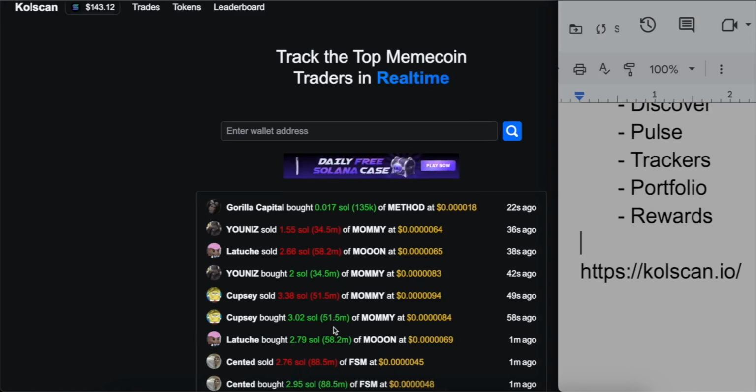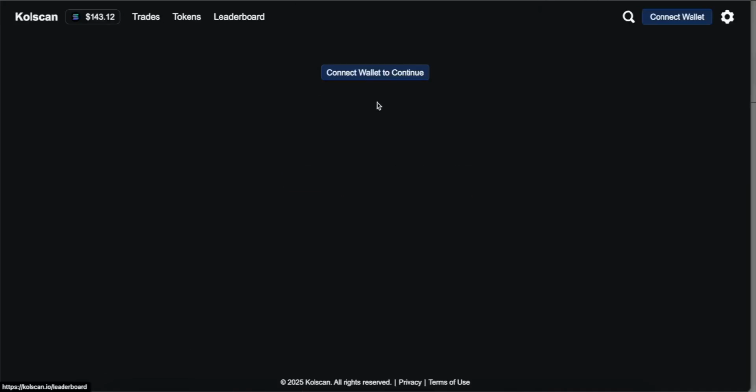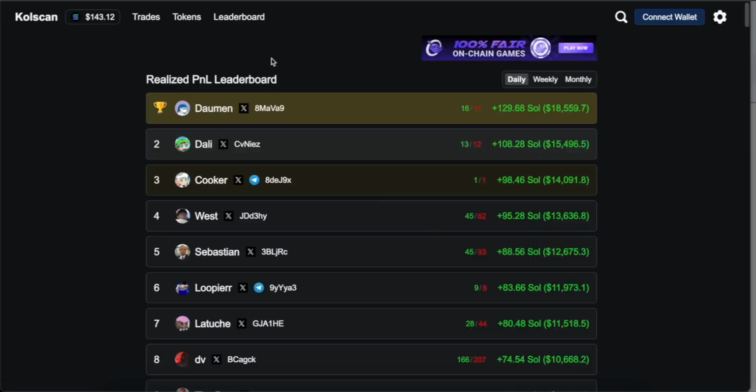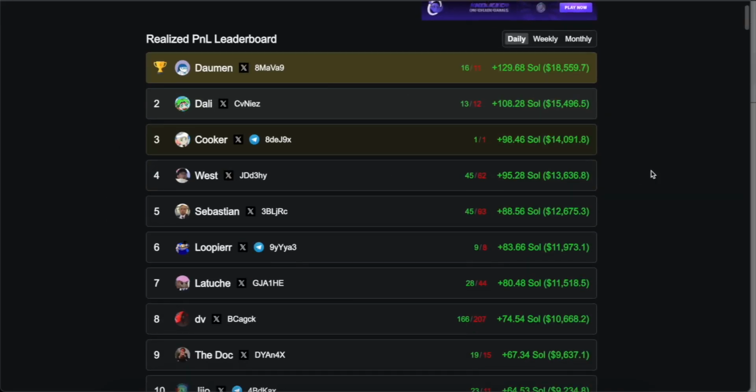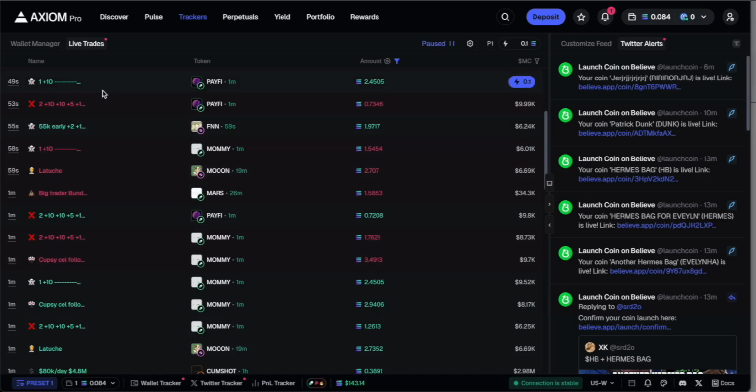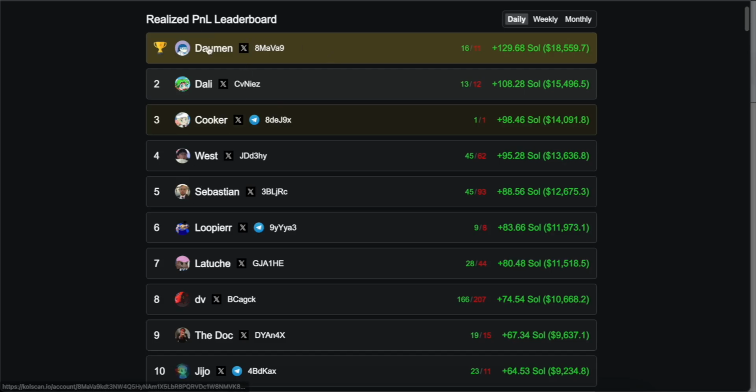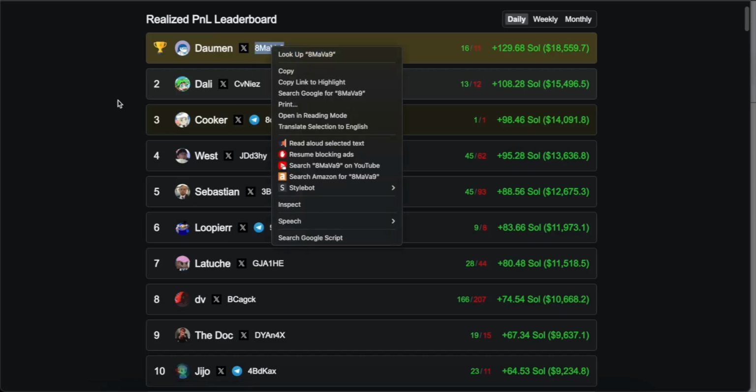This is where all the big traders are, and big traders tend to move the market the most. You can go to the leaderboard to see the biggest ones. I follow all the Kols, and you can download this list, I think, or you can just click on their wallet addresses here and copy them.